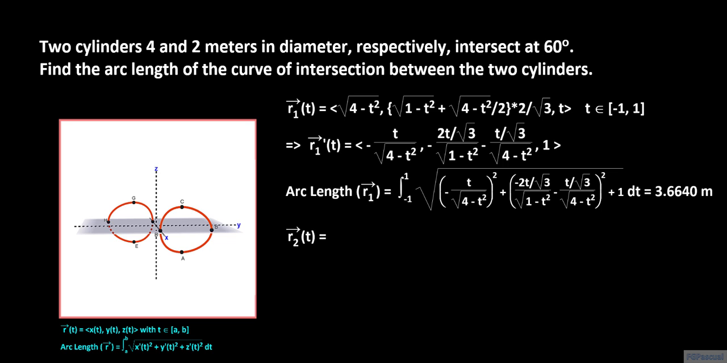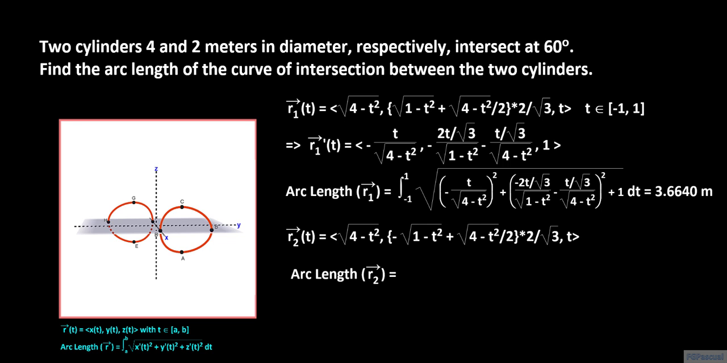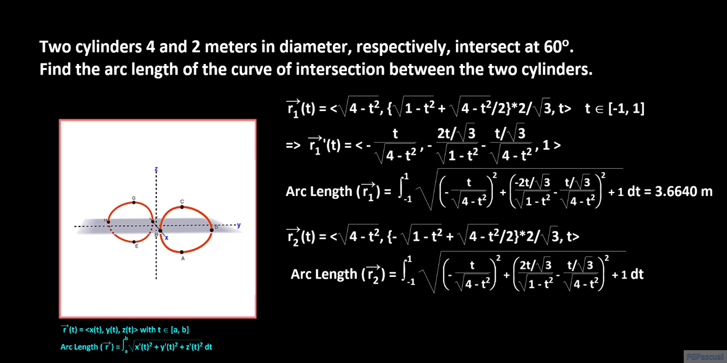Now let r sub 2 be the rest of the loop where x is positive. This time we take minus the square root of 1 minus t squared in the parameterization for y. And so the arc length of r sub 2 should be equal to the integral from minus 1 to 1 of the magnitude of r sub 2 prime. Calculating this integral numerically, we find that the arc length of r sub 2 up to 5 significant digits is 3.2329 meters.